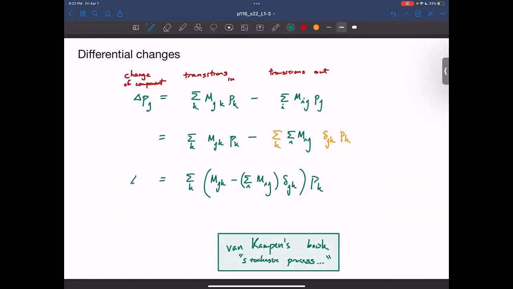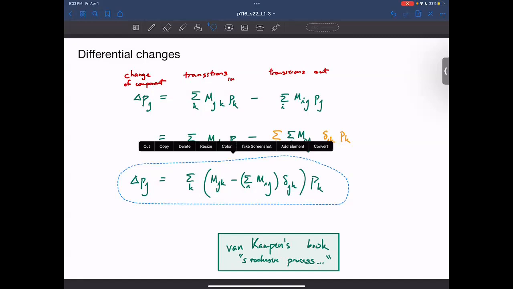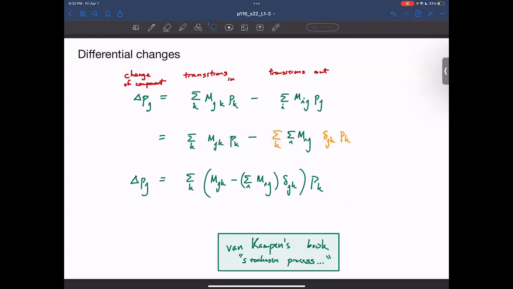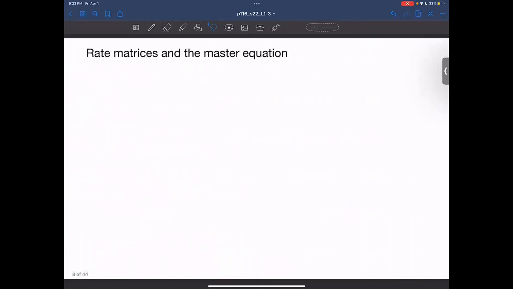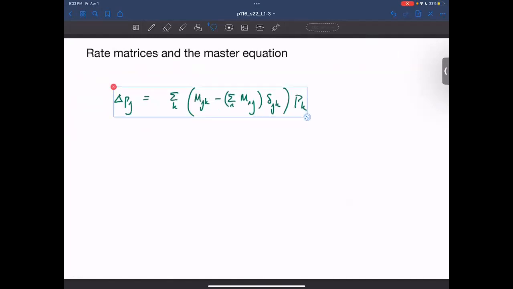We're not quite done with our equations. Let's continue our derivation here. It's not quite a differential equation yet. This is just some amount of change. And we're going to take a second here to think about how this is related to rates.